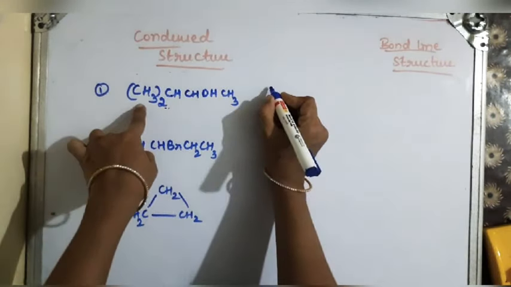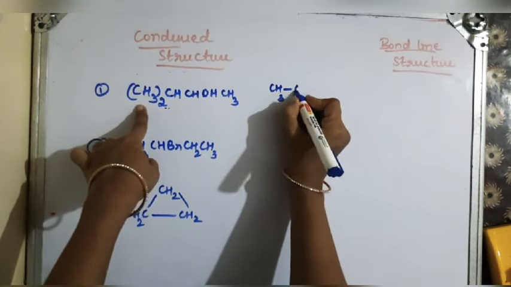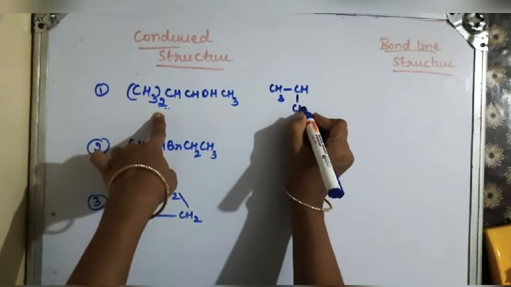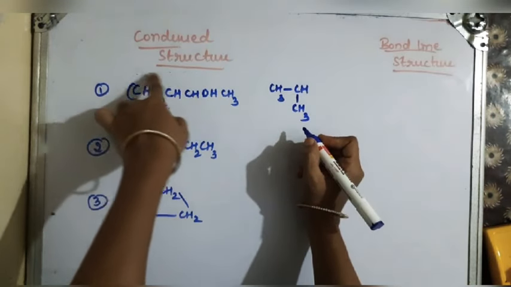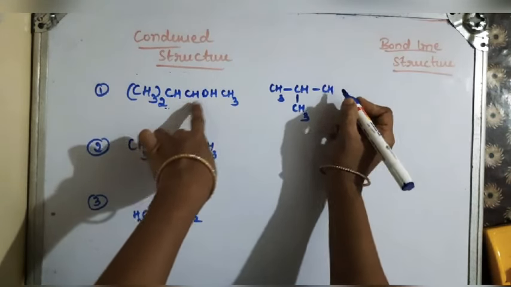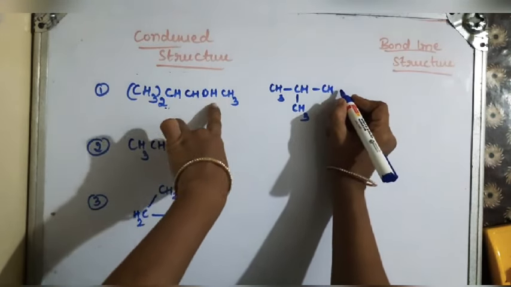So this one CH3 group is attached to CH. This CH has 2 CH3 groups, that is the meaning. Okay, so this group in meaning. Then this CH is connected with CH. Okay, next it is connected with OH.